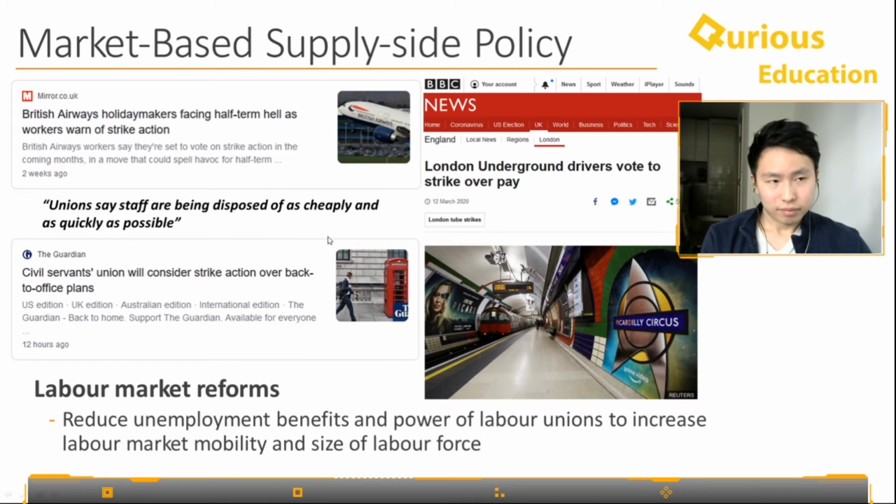Okay, so I'm sure you've heard of a lot of strikes, tube strikes, air strikes, British Airways strikes, and then we also have civil servant strikes. So if the government tackles the power of labor unions like they did before the 2000s, this should help improve economic efficiency, and this would help our economy to produce more goods.